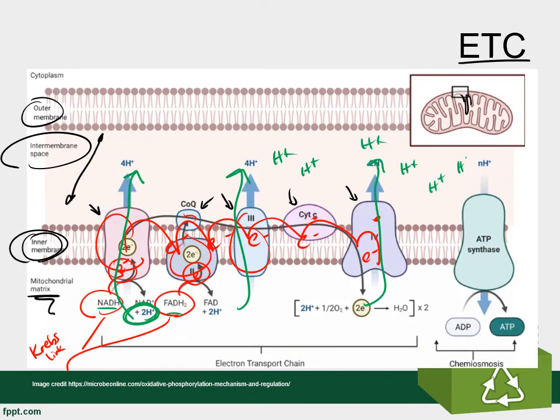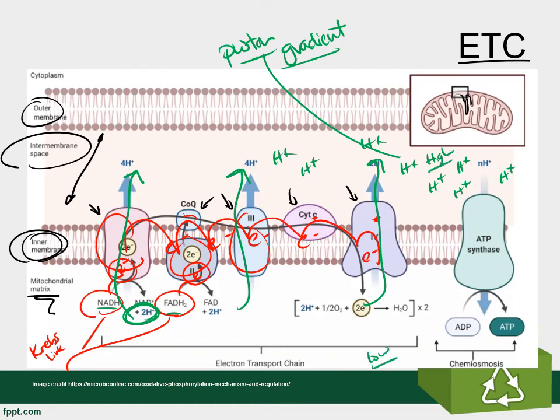So now I've got all of these hydrogen ions all smashed up in the intermembrane space. This is our proton gradient. The universe is not stable when you have a high concentration here and a low concentration in the matrix of the mitochondria. So these hydrogen ions are going to flow back into the matrix to get to equilibrium. Their only path is through this protein complex called ATP synthase.